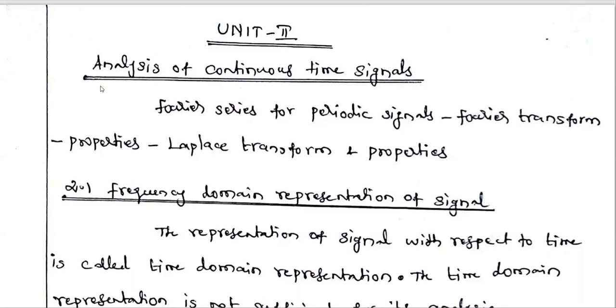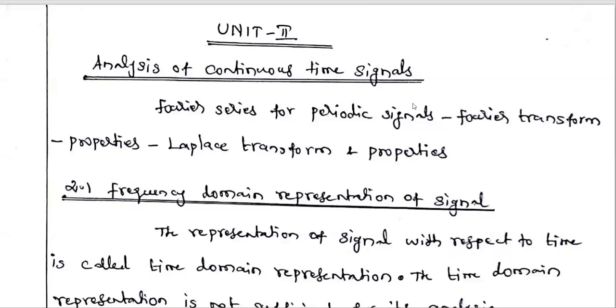The second unit is the analysis of continuous time signals. In the first unit we discussed the classification of signals and systems. We classified the signals into different types and systems into different types. In the second unit we are going to discuss the analysis of continuous time signals, that is X of t. So X of t we are going to analyze.